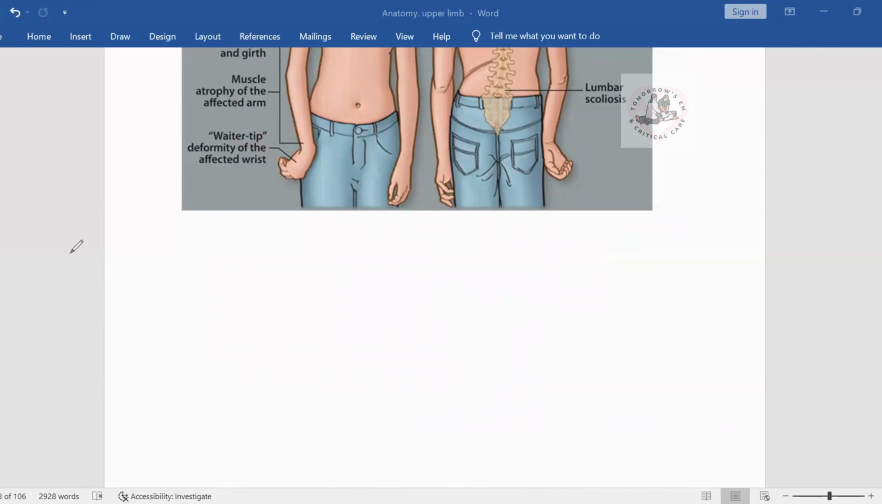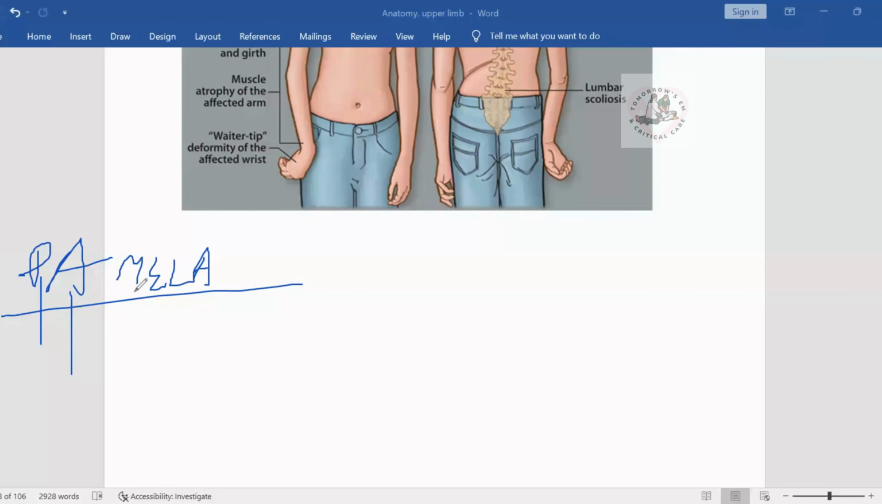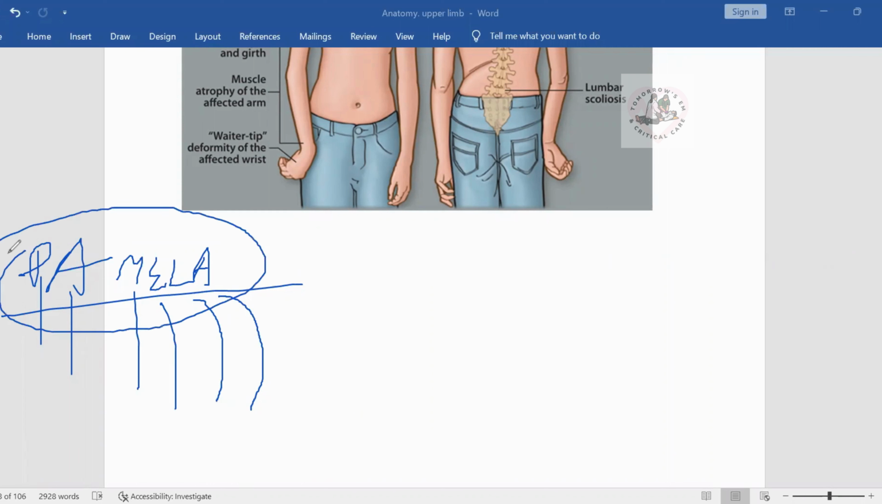Horner's syndrome is Pamela Anderson. Of course, you won't recognize Pamela now, anyway. Okay, fine. So P for ptosis, A for anhydrosis, M for meiosis, E for enophthalmos, L for loss of craniospinal or craniociliary reflex, and A for anisocoria. Clear? So these are the features of Horner's syndrome, Pamela.